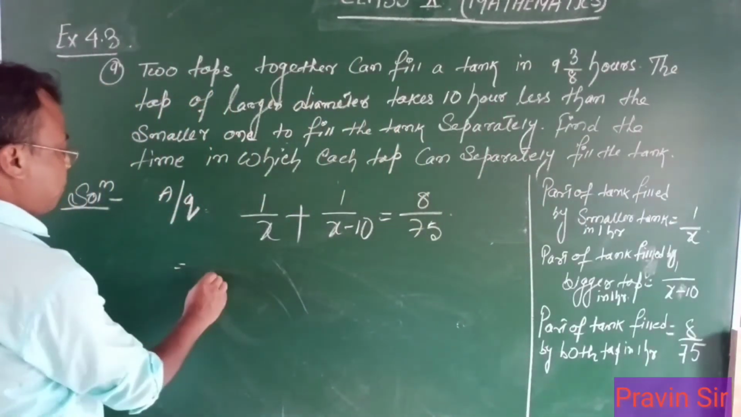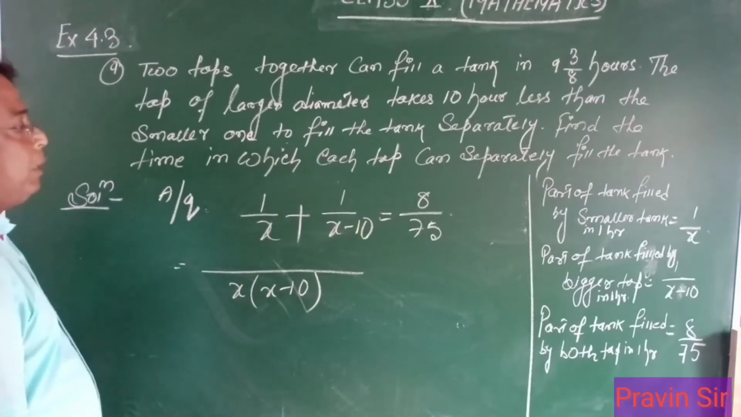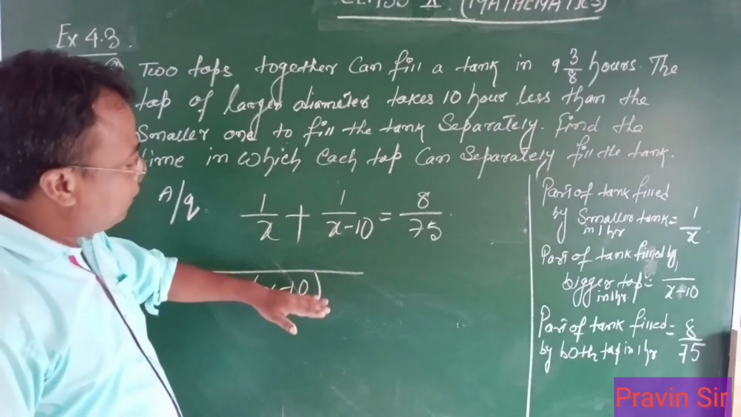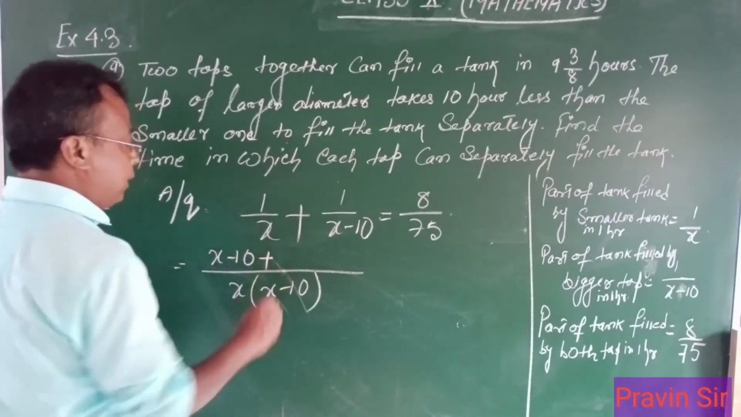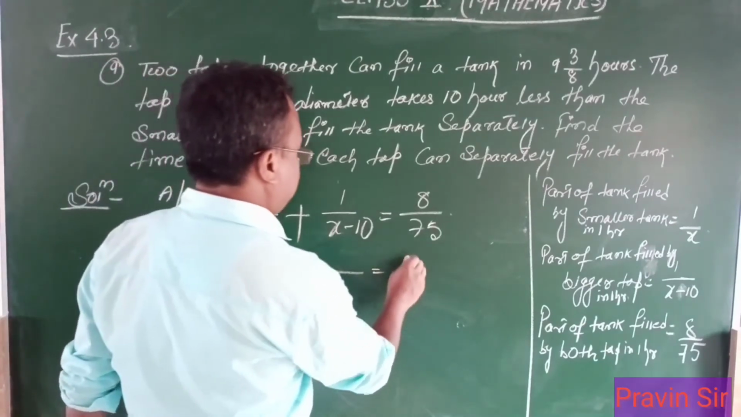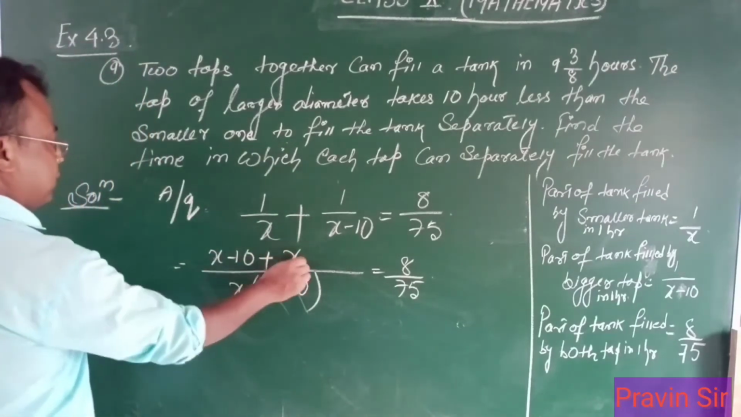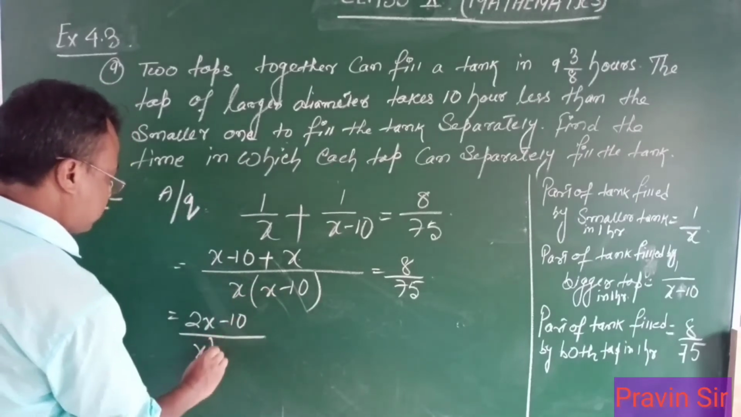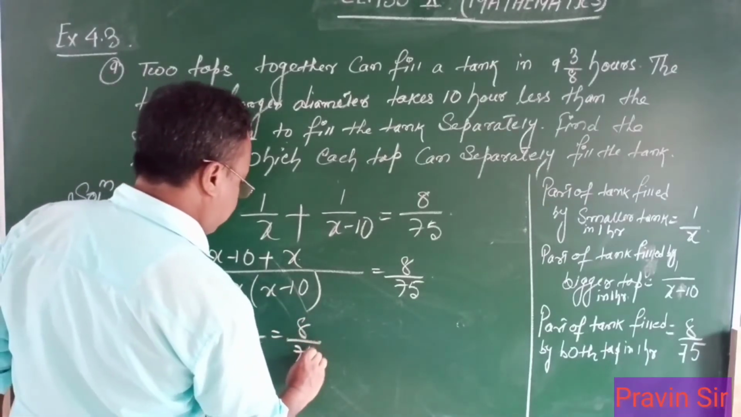Okay, now the LCM of this one is x into (x minus 10). So this is the denominator. The LCM divided by the denominator, x cancels, x minus 10 is left. So x minus 10 plus this x, this is x minus 10 plus x, so we get 2x minus 10 over x into (x minus 10), that is x square minus 10x, is equal to 8/75.